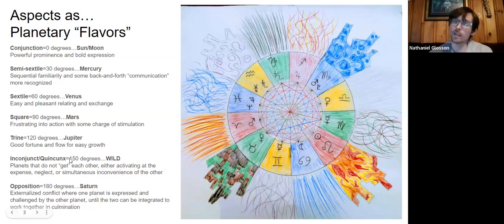The inconjunct or quincunx is 150 degrees. And this one's a non-traditional aspect. It is not the easiest to put into this analogy of planets. And I call this one the wild card. I'm really not even going to say it's part of Saturn because it's so dependent. But if we started over here in Aries and we went 150 degrees, that's going to get us over here in Scorpio that way, or it's going to get us over here in Virgo that way.